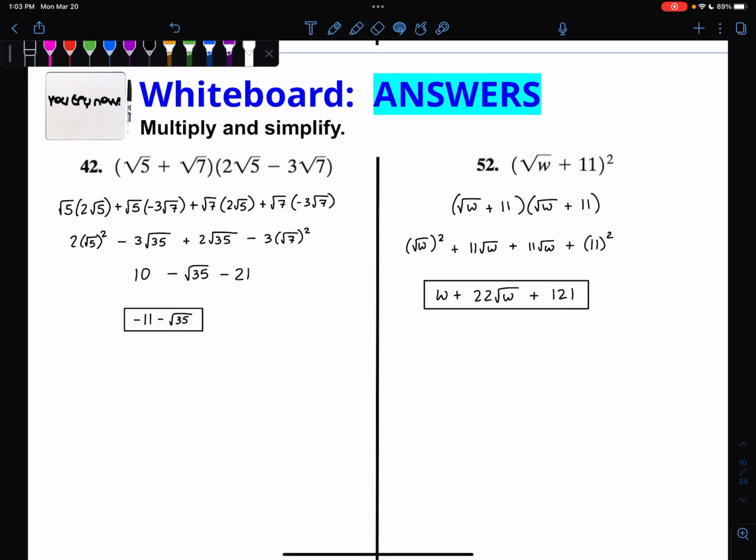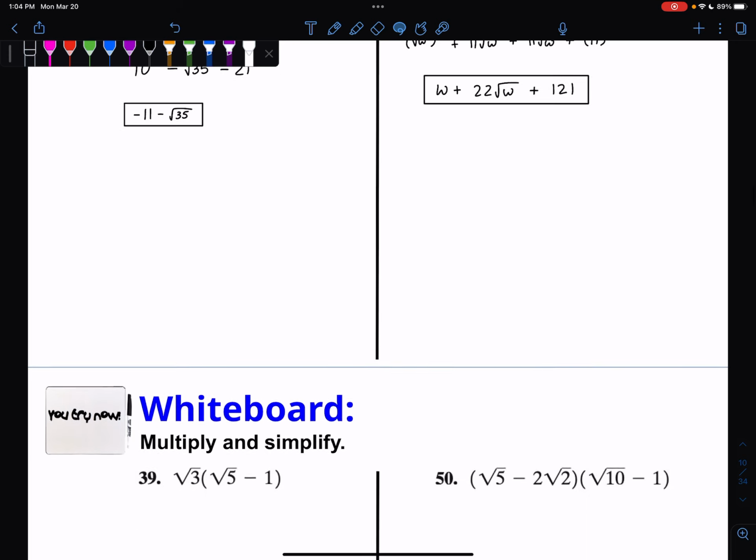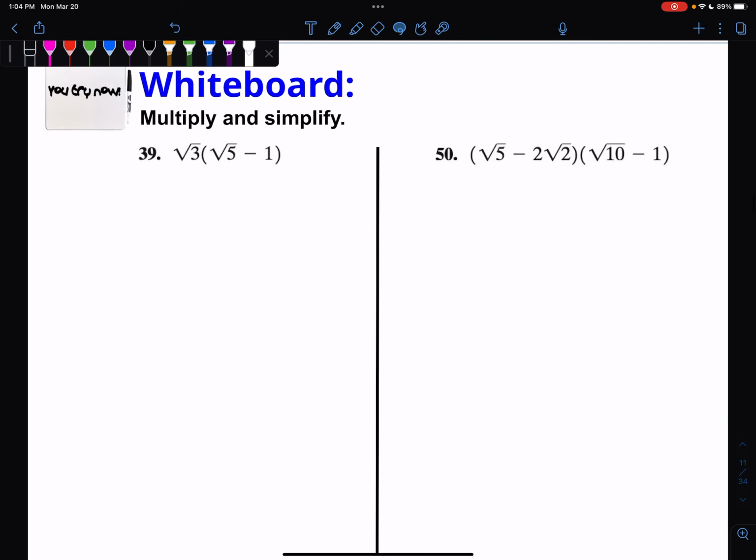So on the left, you should have negative 11 minus square root 35. On the right, w plus 22 square root w plus 121. You also can write number 52 on the right as w plus 121 plus 22 square root w. They are equivalent expressions. Okay, and I'm going to keep going. Go ahead and pause and work on this problem.